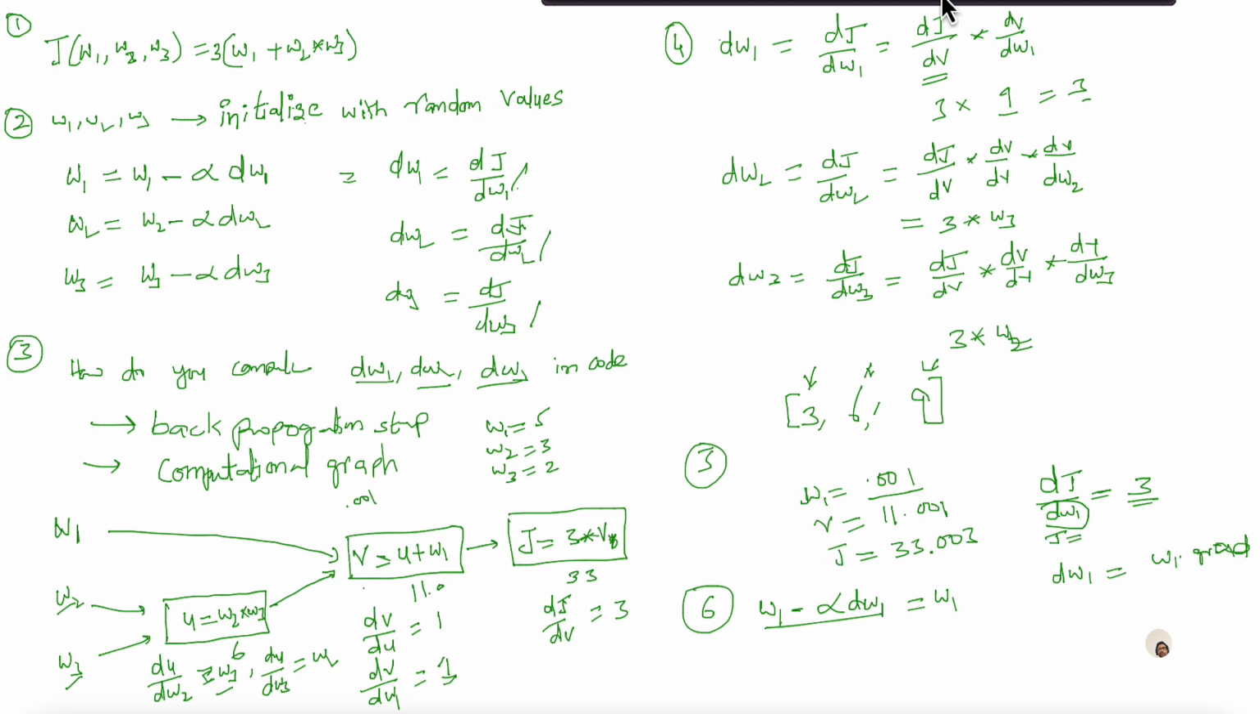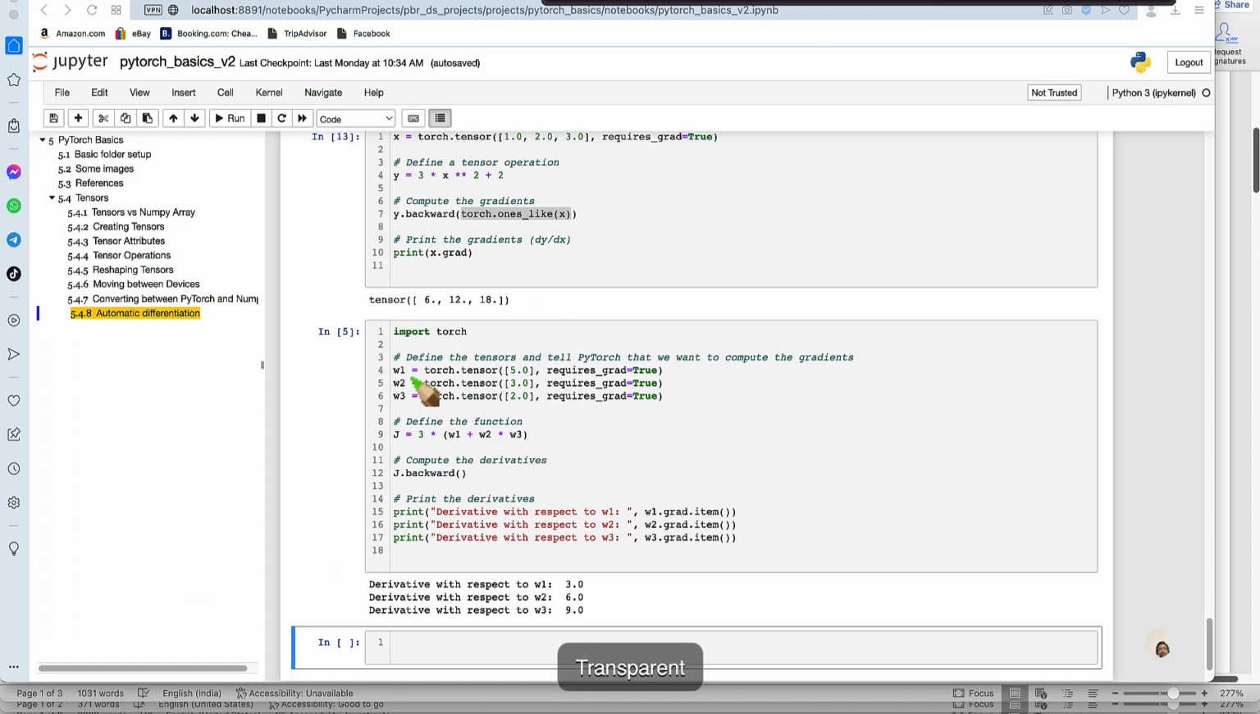We also looked at how to do the same thing within the code. Here is an example for doing that, where you define the function. Each of these tensors w1, w2, w3 are the parameters, and you specify requires_grad equals true. Then you call g.backward and print the derivatives using w1.grad and w3.grad. With this we conclude this particular video.